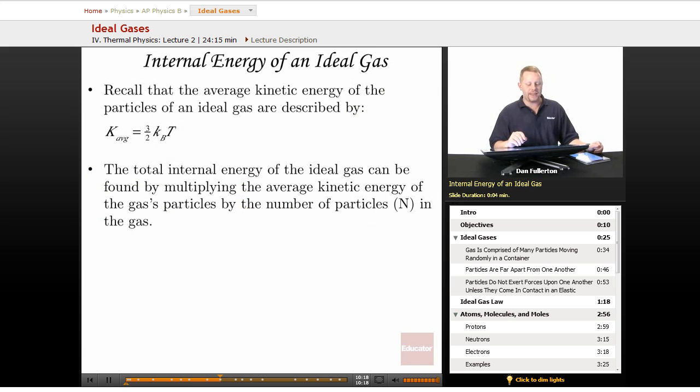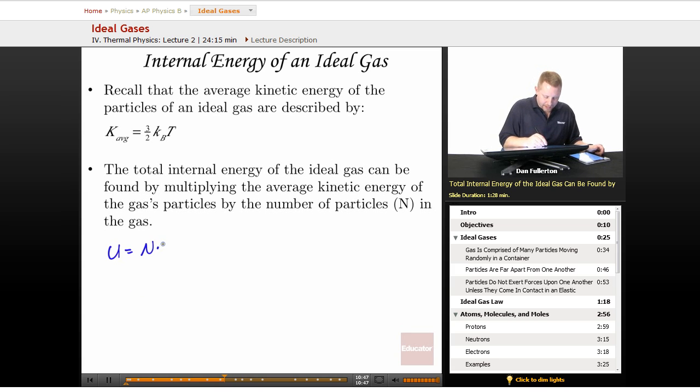All right, as we talk about the internal energy of an ideal gas, recall that the average kinetic energy of the particles is described by the equation average kinetic energy is 3/2 times Boltzmann's constant times the temperature in kelvins. Now, the total internal energy of the ideal gas can then be found by multiplying the average kinetic energy of the gas's particles by the number of particles. So, the total internal energy, U, is going to be the number of particles, capital N, times the average kinetic energy. But we can do a little bit of manipulation here.